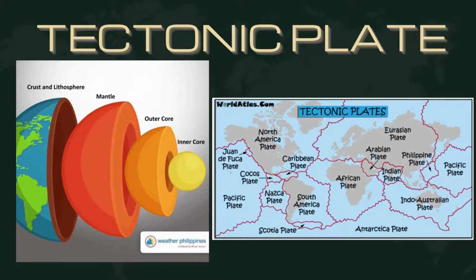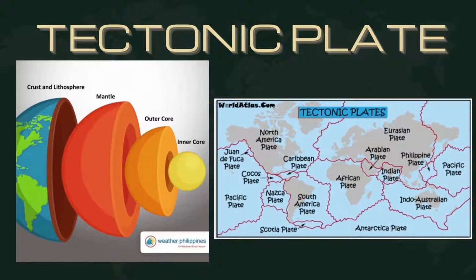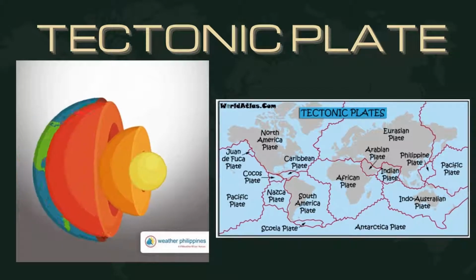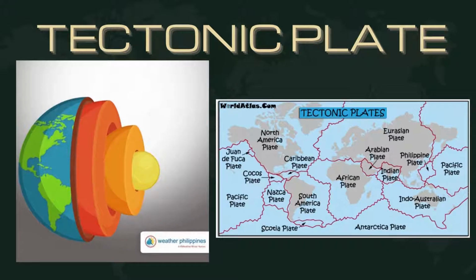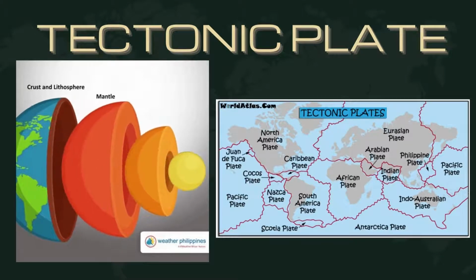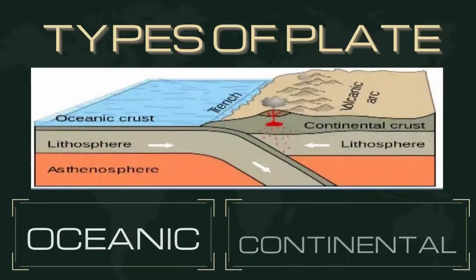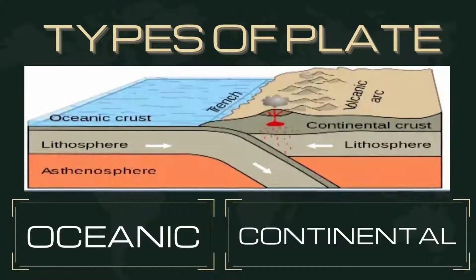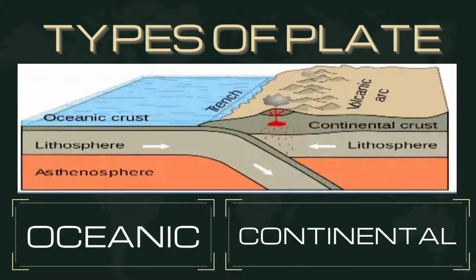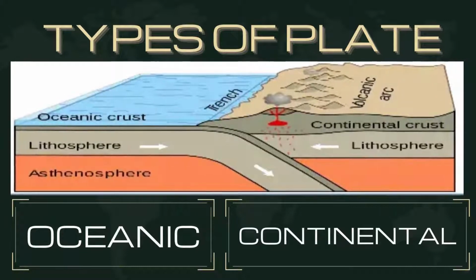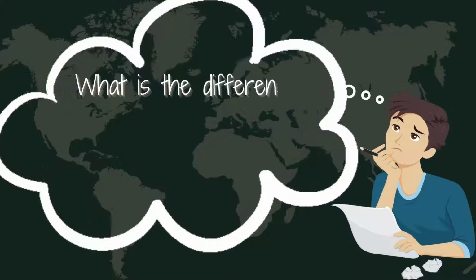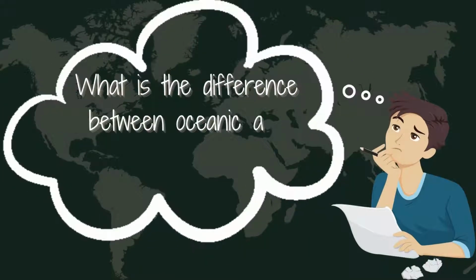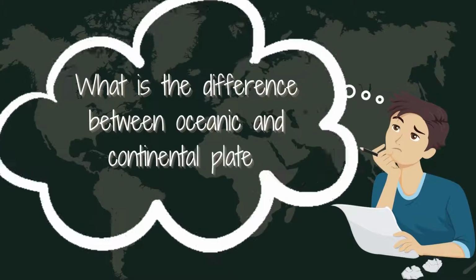Tectonic plate. The Earth's outer shell, the lithosphere, consisting of the crust and uppermost mantle, is divided into a patchwork of large tectonic plates that move slowly relative to each other. There are two types of plate, the oceanic plate or the oceanic crust, and the continental plate or the continental crust. So what's the difference between the two? How does oceanic plate differ from continental plate?